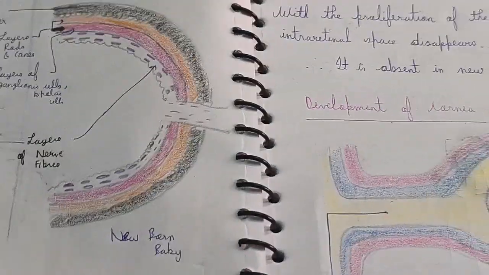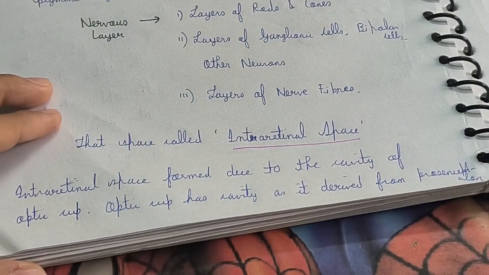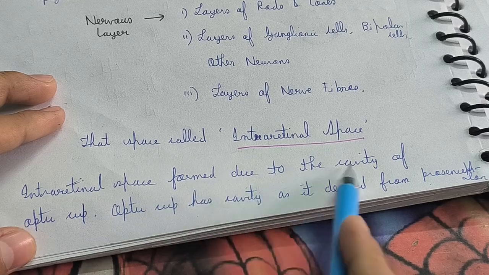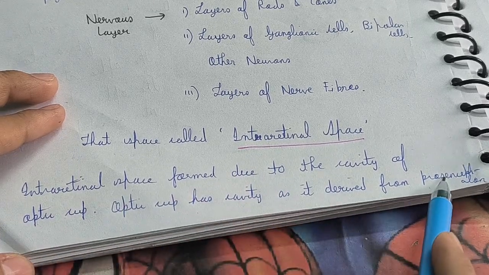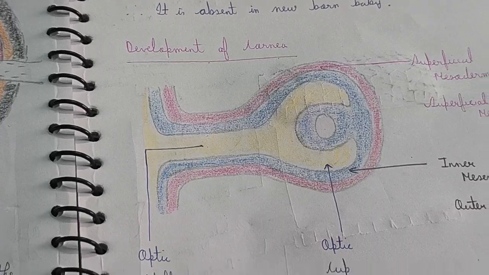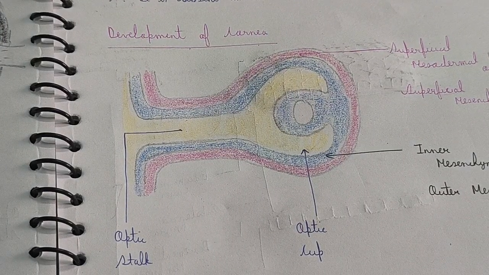So therefore I have written that the intraretinal space is formed due to the cavity of the optic cup, and this optic cup has a cavity as it is derived from the prosencephalon. Now I want to discuss the development of the cornea.